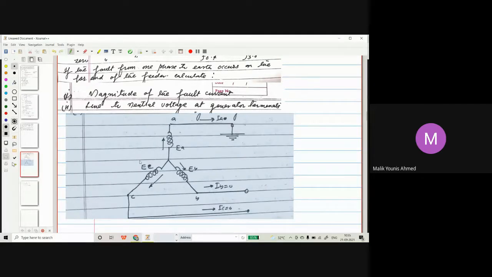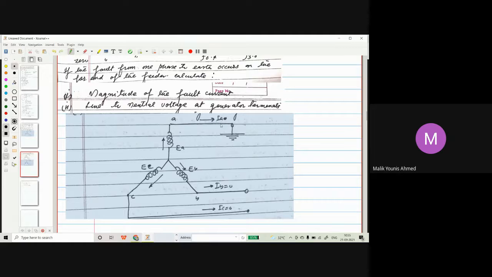So the generator is solidly grounded at its neutral. Fault occurs at the far end of the feeder, so there will be a feeder going from this side. At the far end of the feeder, the fault from one phase to earth occurs. This is one of the phases to earth.